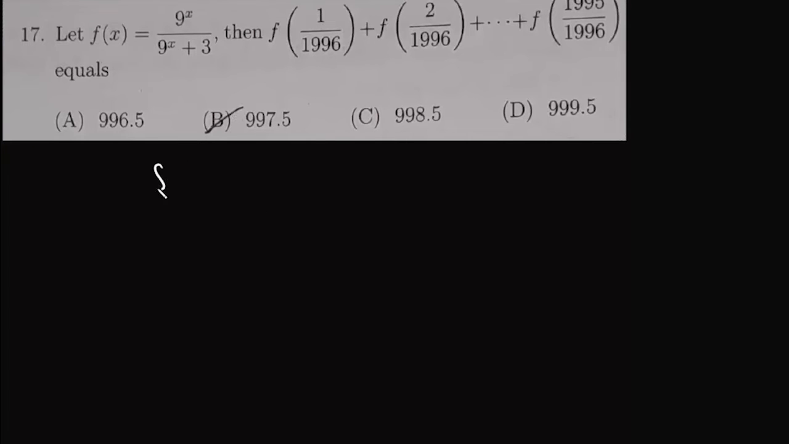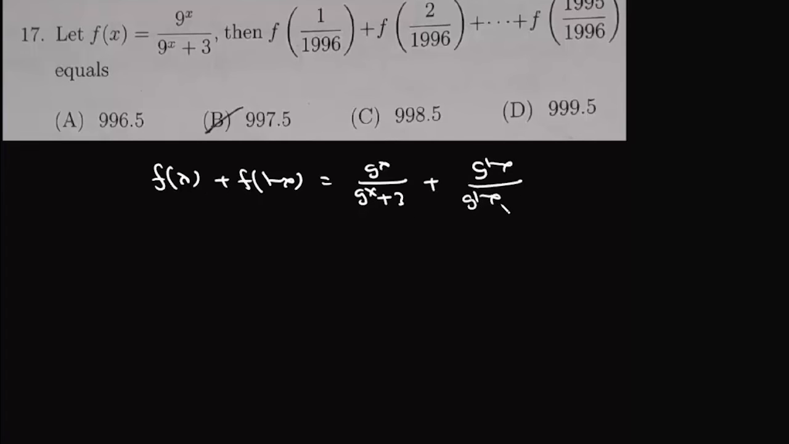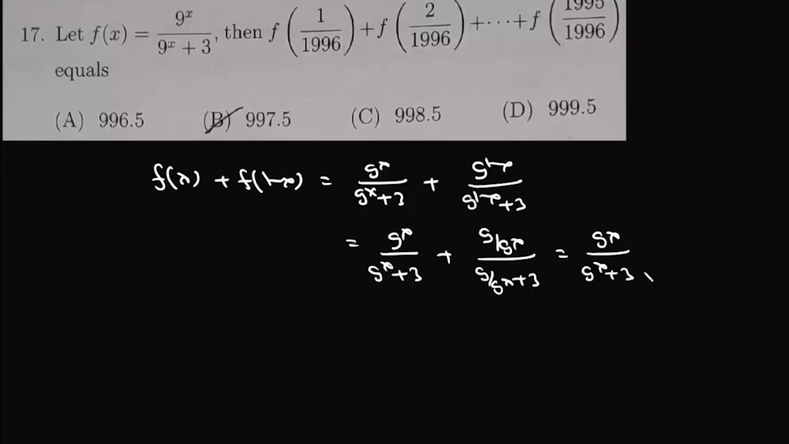Now in this question, what we do is we write f(x) plus f(1 minus x). Now this is 9 to the power x upon 9 to the power x plus 3, and here will be 9 to the power 1 minus x upon 9 to the power 1 minus x plus 3. Now we can express this as 9 to the power x upon 9 to the power x plus 3, and this is 9 upon 9 to the power x, 9 upon 9 to the power x plus 3. So it will be this 9 to the power x upon 9 to the power x plus 3, and here it will be 9 upon 9 plus 3 into 9 to the power x.